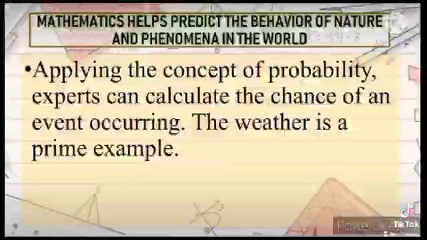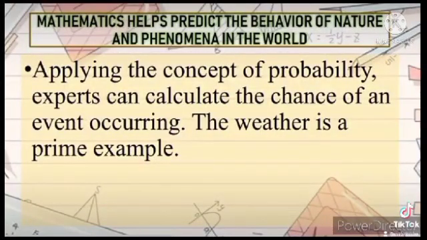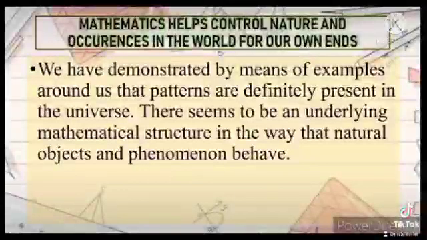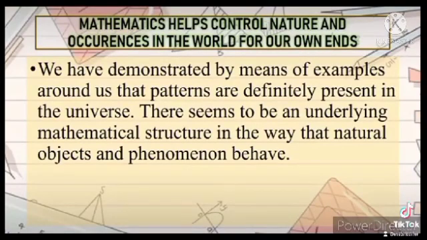Applying the concept of probability, experts can calculate the chance of an event occurring. The weather is a prime example. Astronomers also use patterns to predict the appearance of meteor showers or eclipses. Mathematics helps control nature and occurrences in the world for our own ends.